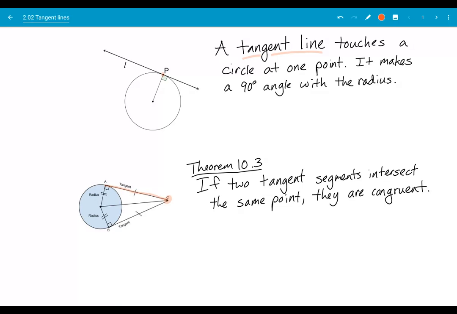As we create these two right triangles, they have to have the same radius. They have to go through that same point, so that means that the distance from the center to that point is going to be the same. And so we end up with a situation where we have basically two congruent triangles creating those two congruent segments. So let's see how this might be useful.